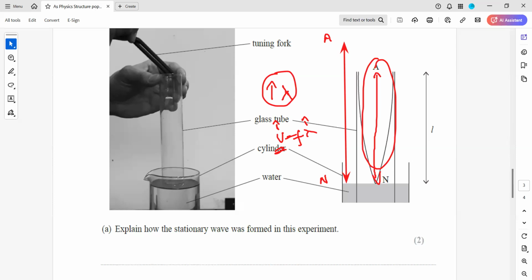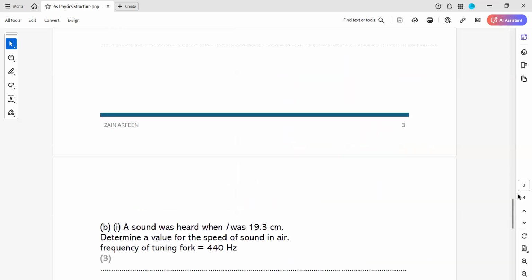Is it clear? So this was a structure pop quiz.